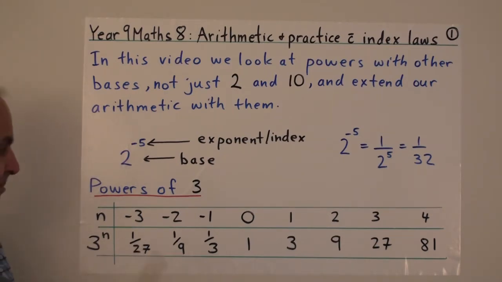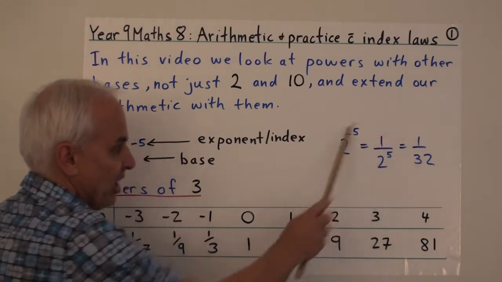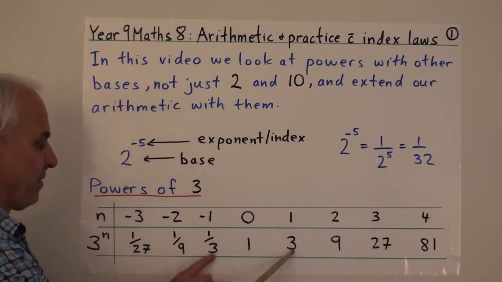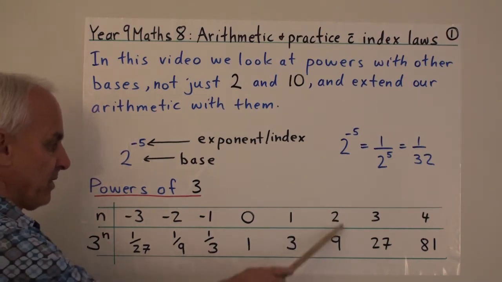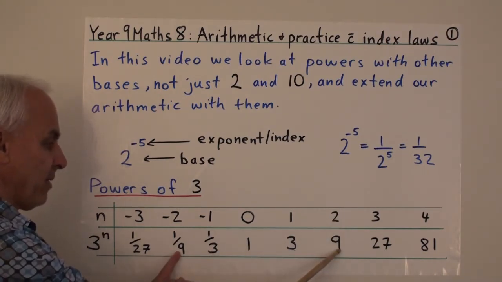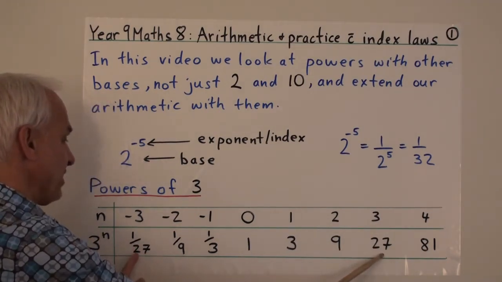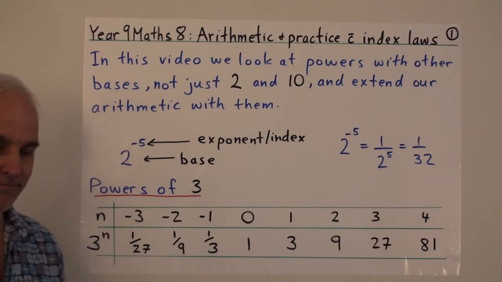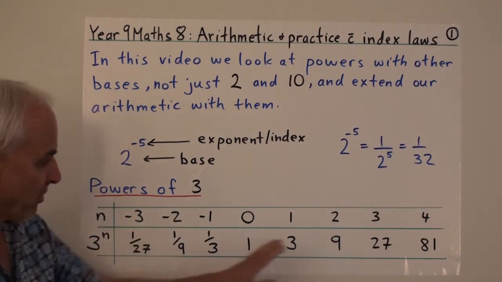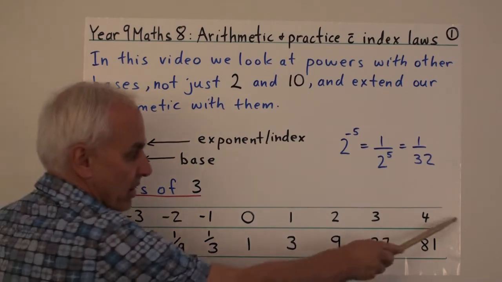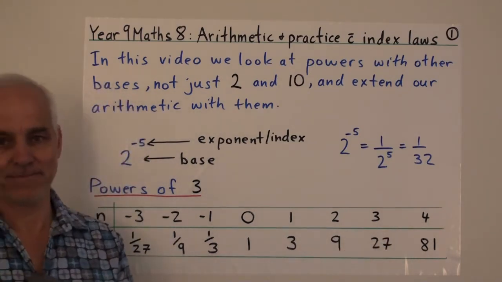So we see that there's some pleasant symmetry. There's 3 to the 1, and there's 3 to the minus 1. They're reciprocals. There's 3 squared, there's 3 to the minus 2. They're reciprocals. There's 3 cubed, there's 3 to the minus 3. They're reciprocals. Right? So those are powers of 3. Of course, we could extend by going to more negative integers or bigger integers as well.